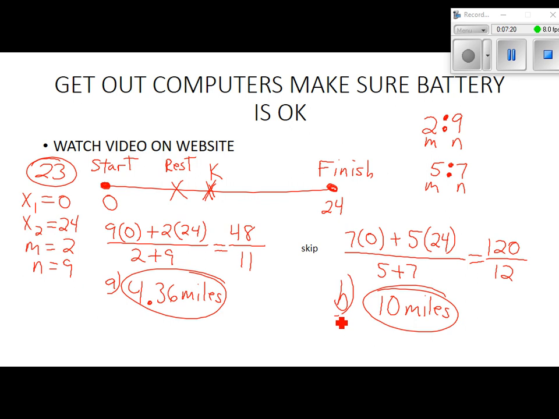Go ahead. What about number 9? Number 9.